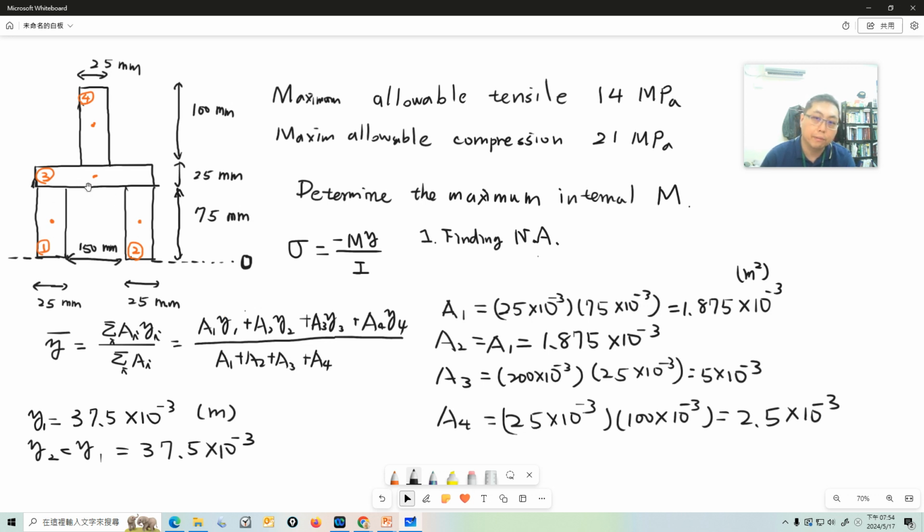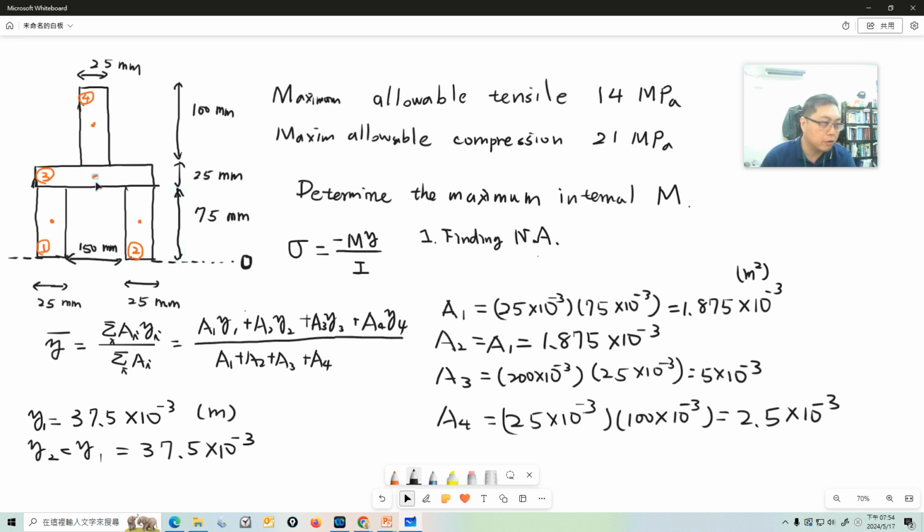What is Y3? Be careful. Y3 is the Y coordinate of the centroid for area 3. So the centroid is here. The Y coordinate of the centroid for area 3 is here. So this is a 75.